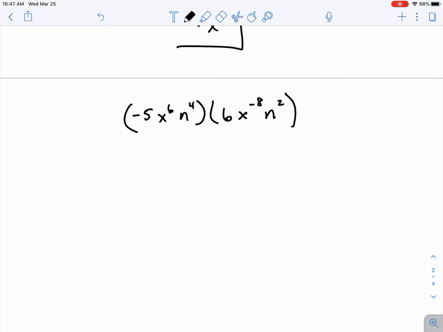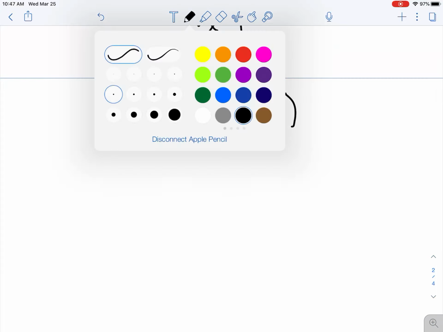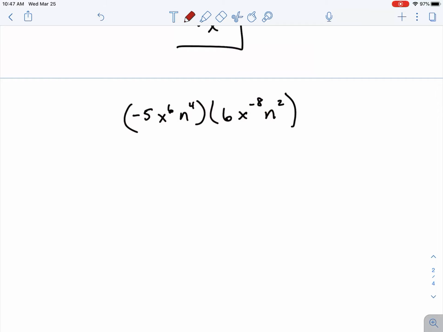So when you're approaching this problem, remember your rules from the beginning of the chapter. Numbers are normal. That means that when you have two numbers in front and you're multiplying, you do actually multiply them. So negative 5 times a positive 6 is negative 30. Now, this will not move. It does not have a power that's negative. The number itself is negative.